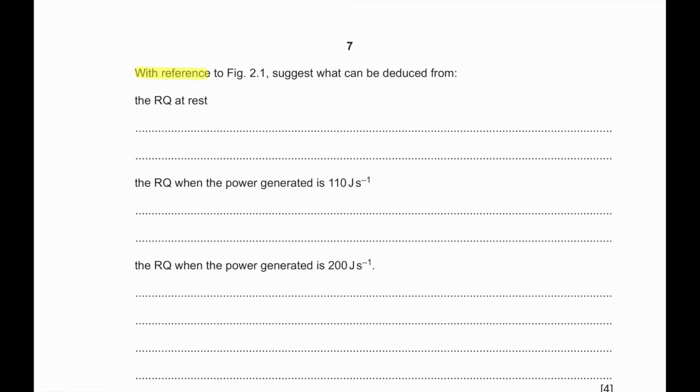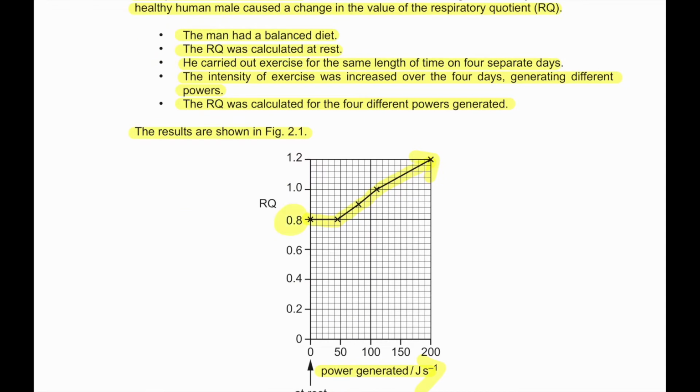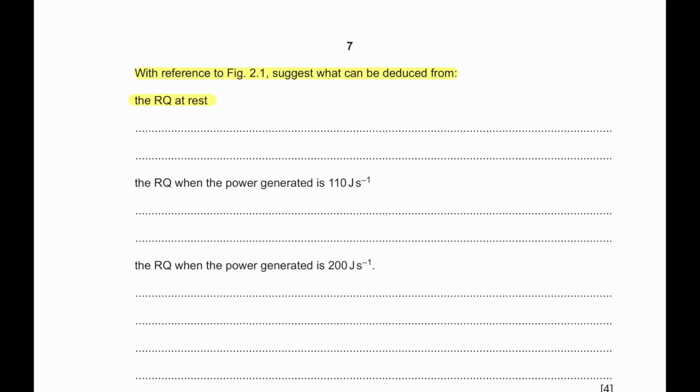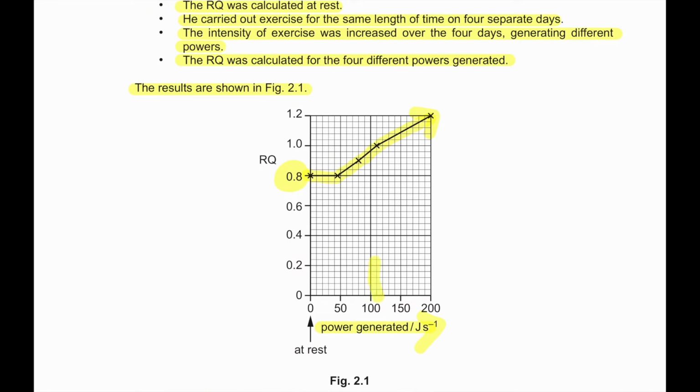Now the question says, with reference to figure 2.1, suggest what can be deduced from the RQ at rest. So basically RQ of 0.8, a mix of respiratory substrates, for example lipid, carbohydrate and protein, are being respired. RQ when the power generated is 110 joules per second. So at 110 joules per second, as you can see, it's 1. So respiratory substrate is carbohydrate only.